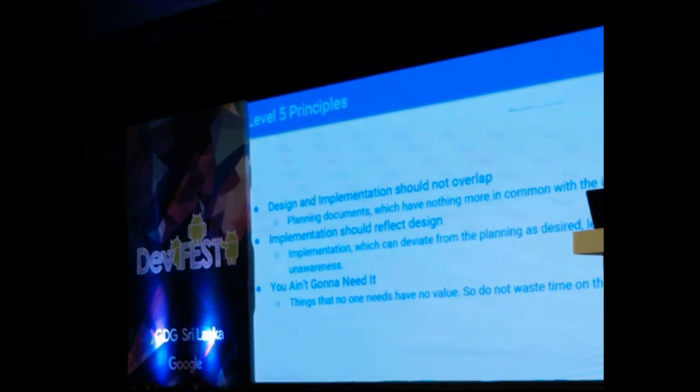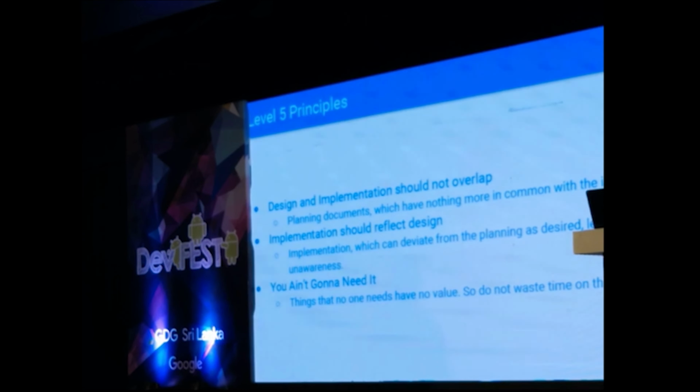And in level 5, there are 3 things. Design and implementation should not overlap. When you are designing a particular application, designing and implementation cannot be done at the same time, because design has to be finalized first, and then only you can start implementation. Even in a Scrum Agile environment, that has to be the same. In a particular sprint, before starting implementation, the objective has to be designed first. Thereafter, you can go with the implementation.